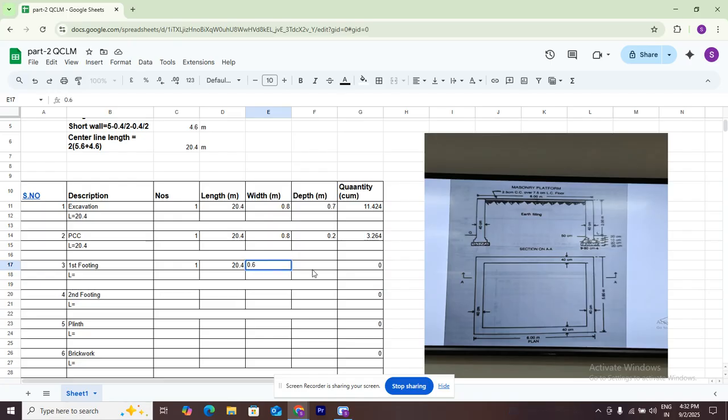Check the section view. What is the depth of the first footing? It is 20 centimeters, nothing but 0.2. We need to calculate 20.4, and we need to multiply this, which gives 2.486 again.